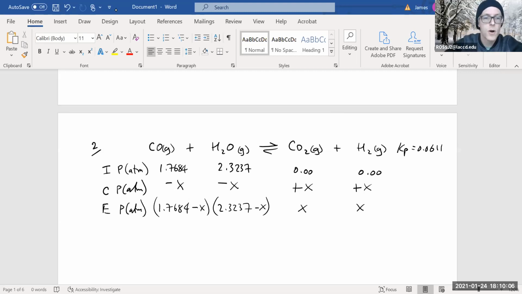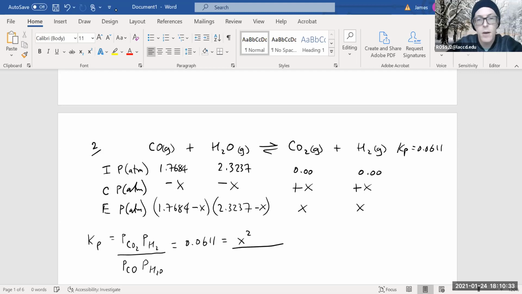Okay, so our Kp, we just have the partial pressure of CO2 multiplied by the partial pressure of H2 divided by the partial pressure of CO multiplied by the partial pressure of H2O. That's equal to 0.0611, which is equal to x squared divided by 1.7684 minus x multiplied by 2.3237 minus x.